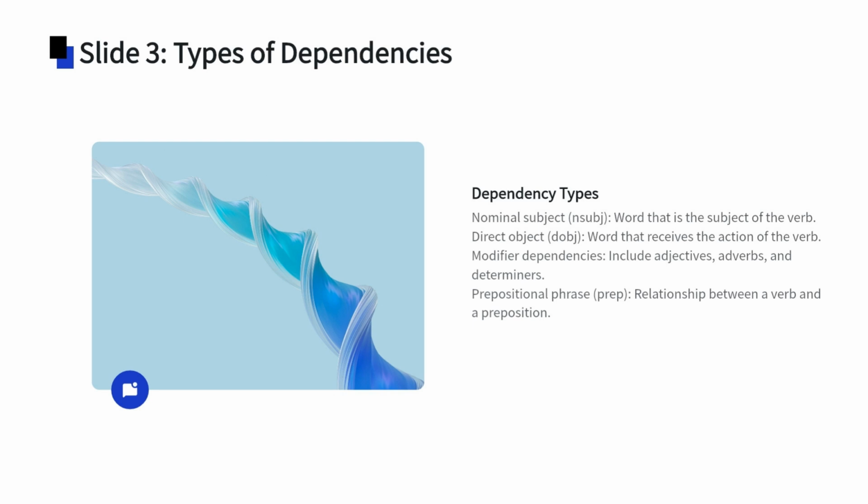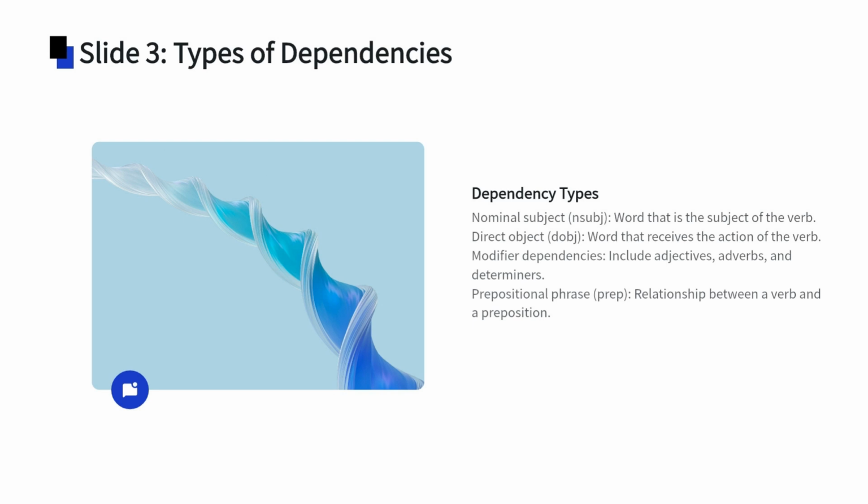Some common types include nominal subject, nsubj. This is typically the noun or pronoun that acts as the subject of the verb. For example, in the sentence, "The dog barked," dog is the nominal subject of barked. Direct object, dobj. This word is the noun or pronoun that receives the action of the verb, like ball in "the dog chased the ball."